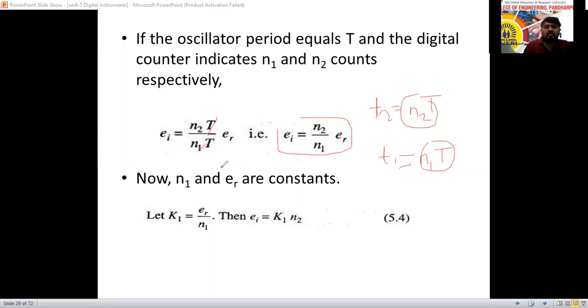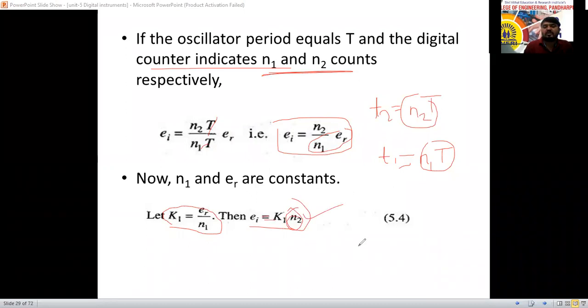Now N1 and Er are constant. So that constant we call K1. Then Ei equals K1 into N2. The counter indicates N2 counts, and count is nothing but time. So the input voltage Ei is directly proportional to the N2 counts. You can say that.